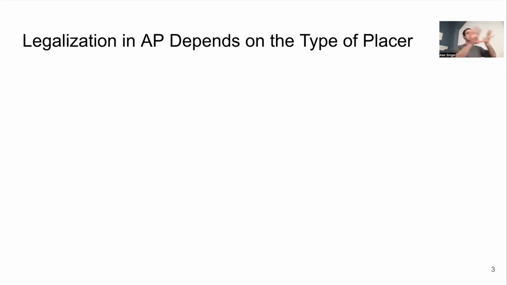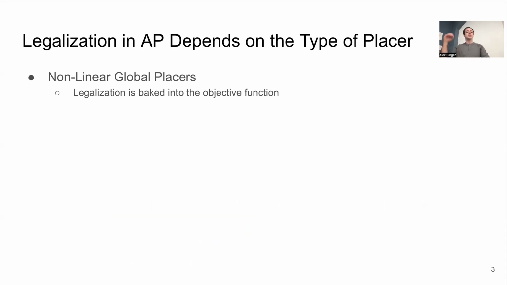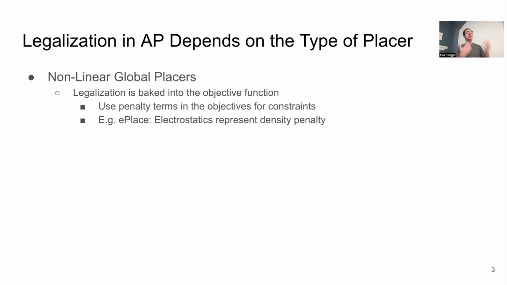When I want to legalize and spread these things apart, for nonlinear global placers, this is just a reminder from last month's presentation, the legalization is baked into the objective function in the form of penalty terms. If you recall from last week's discussion, we talked about E-place, which used an electrostatic formulation, which said that atoms that are too close together are going to feel a force that repels them, or a penalty to the cost function, saying, although we want to reduce the wire length here, they're so close together that that term starts to add up, so it repels them. So that's how nonlinear global placers tend to bake in legalization.